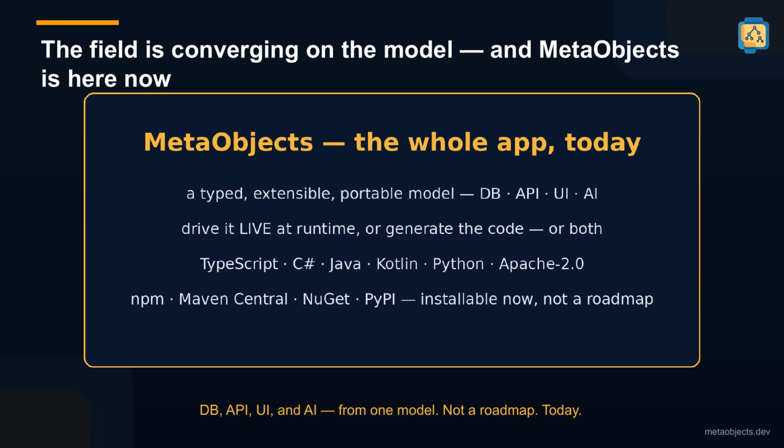Meta-objects is the whole of it, shipping today. One typed, extensible, portable model. Your database, API, UI, and AI that you can drive live at runtime or generate code from in 5 languages. Not a roadmap, installable now.